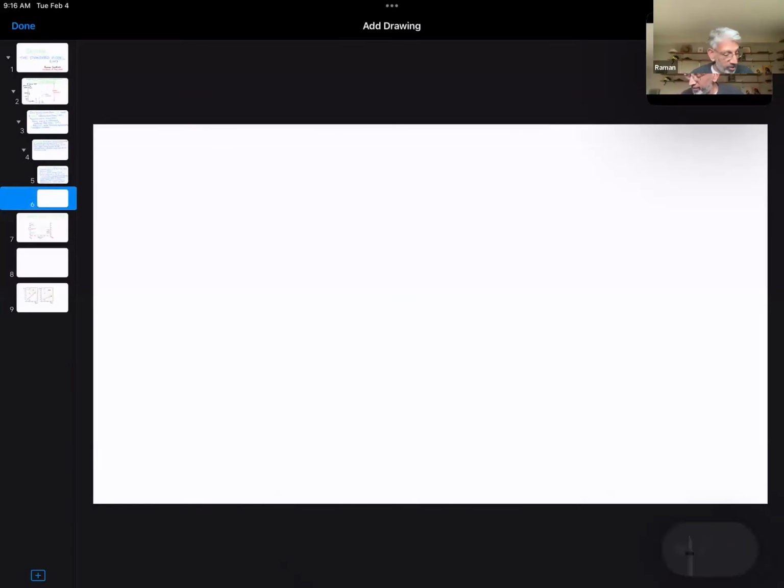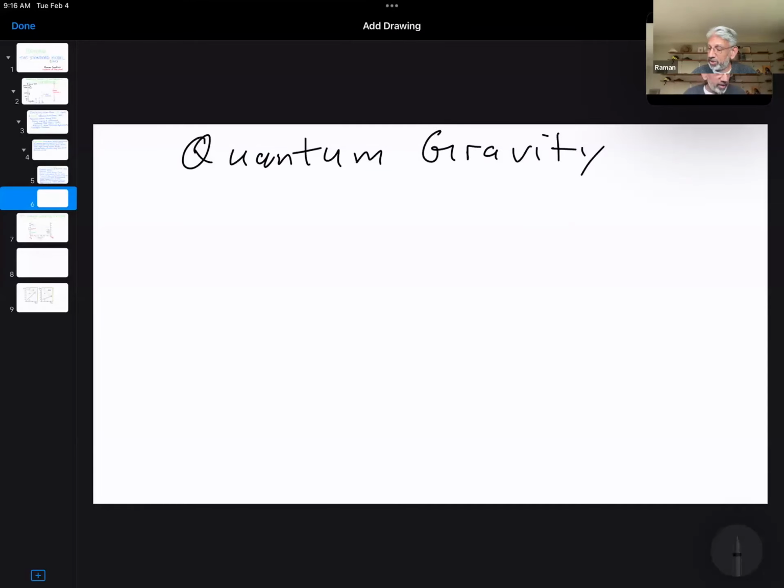Okay, so what do I want to start with? I wanted to start with quantum gravity. And quantum gravity introduces the fact that there is really a shortest distance.